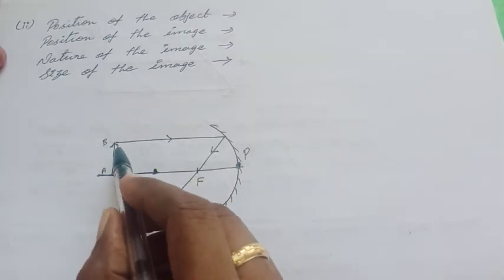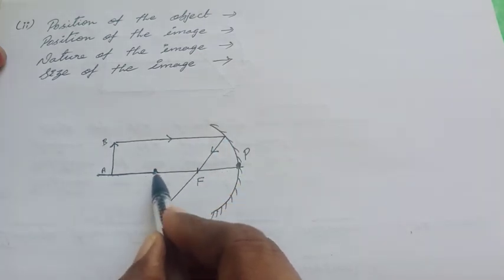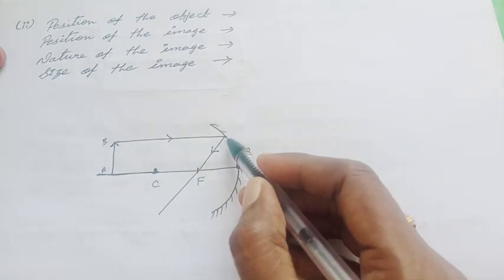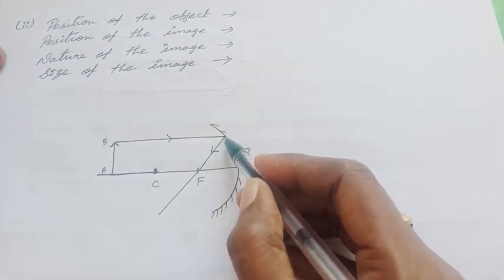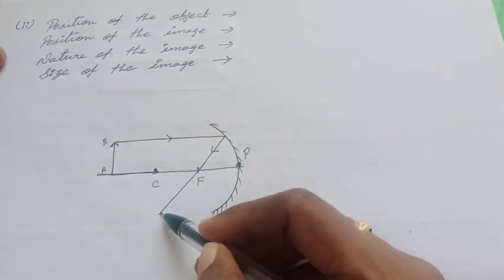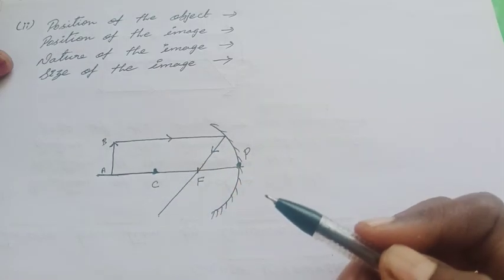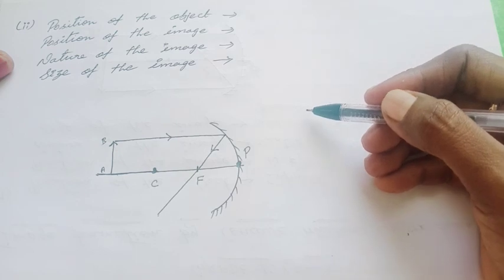See, this is the incident ray and it is parallel to the principal axis. Therefore, when it is reflected, the reflected ray should pass through the principal focus. That is the first rule, so we are applying the first rule. Now we are going to apply the second rule.